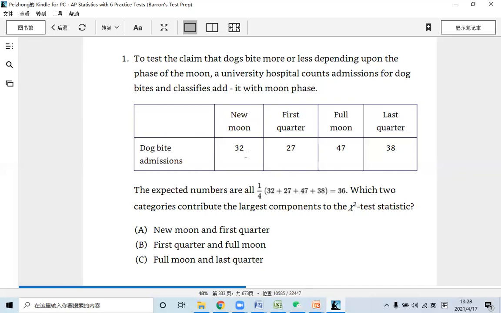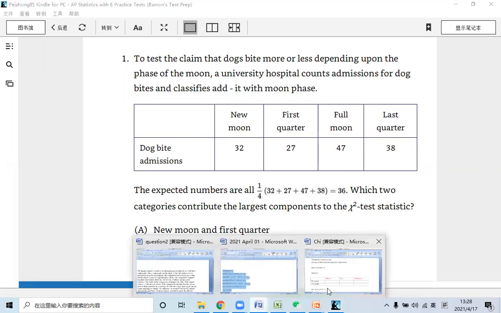Altogether, if you add up all the dog bites and divide by 4, you would have 36. For all the quarters, you would be expecting 36 bites. And you want to know which 2 categories contribute to the largest component of the chi-square test. Of the 4 quarters, which 2 are the most significant contributors?